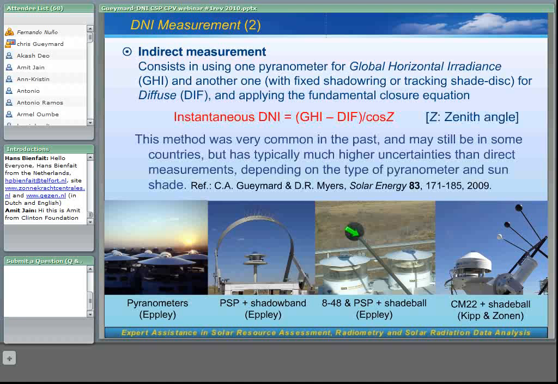Another setup for diffuse measurement, but in this case it has a shade ball which is tracking the sun, so it just provides this little shade on the instrument. And another kind of setup with the same kind of tracking balls and a different pyranometer to measure diffuse.